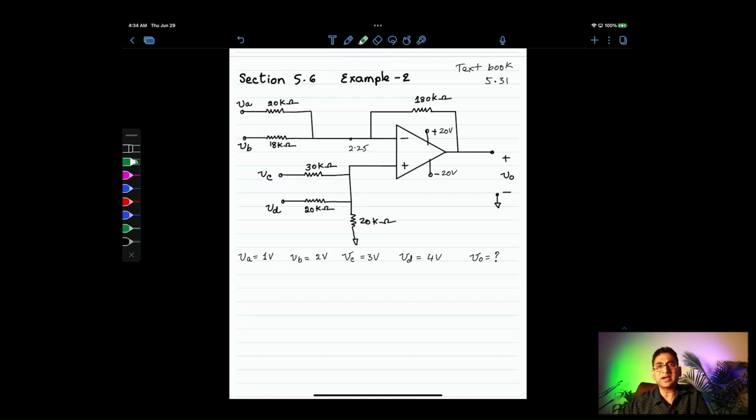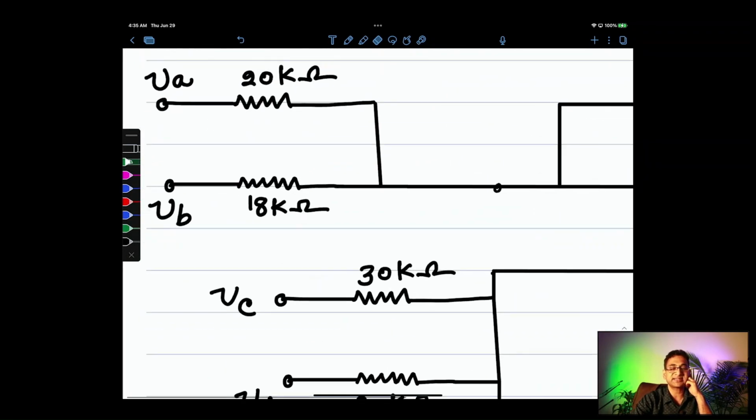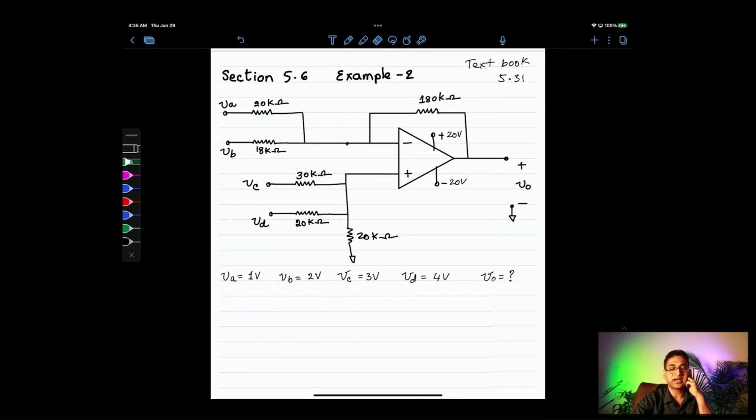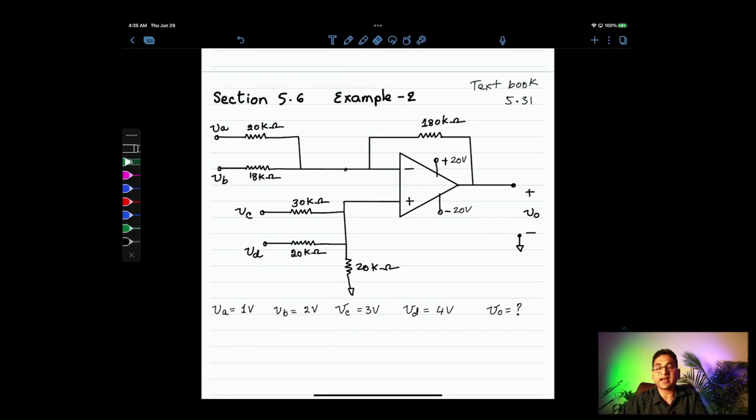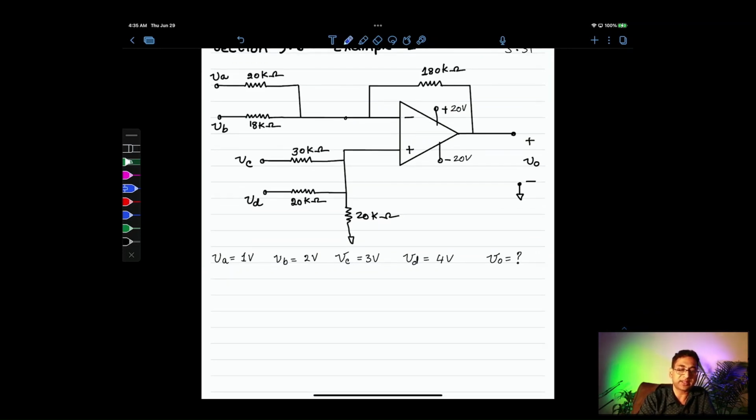Now, it's a numerical problem. There's not a lot of derivations in this. Okay? We are simply going to plug in the numbers. VA value is given, VB is given, VC is given, and VD is given. So all these input voltages, their values are given. We are simply asked to find out the value of VO. Okay, let's do that. How do we go about doing that?